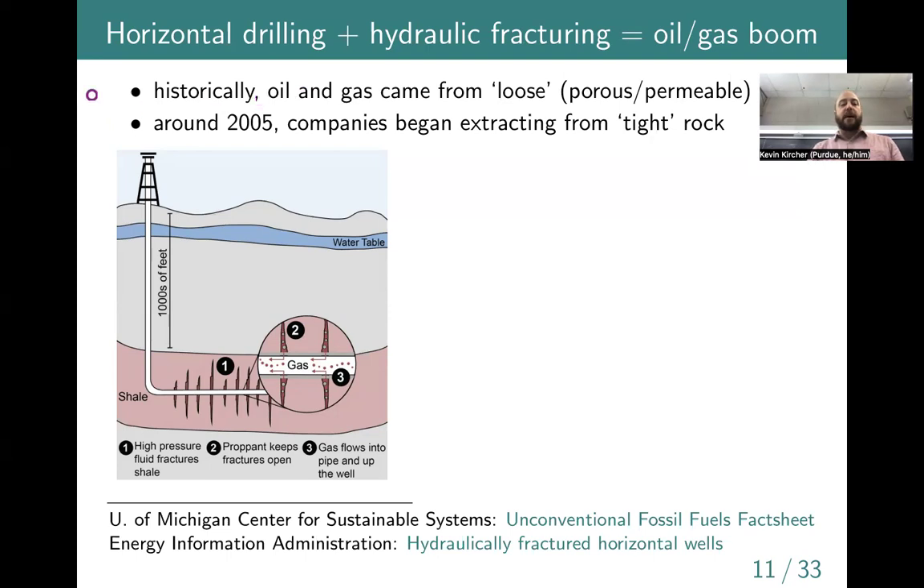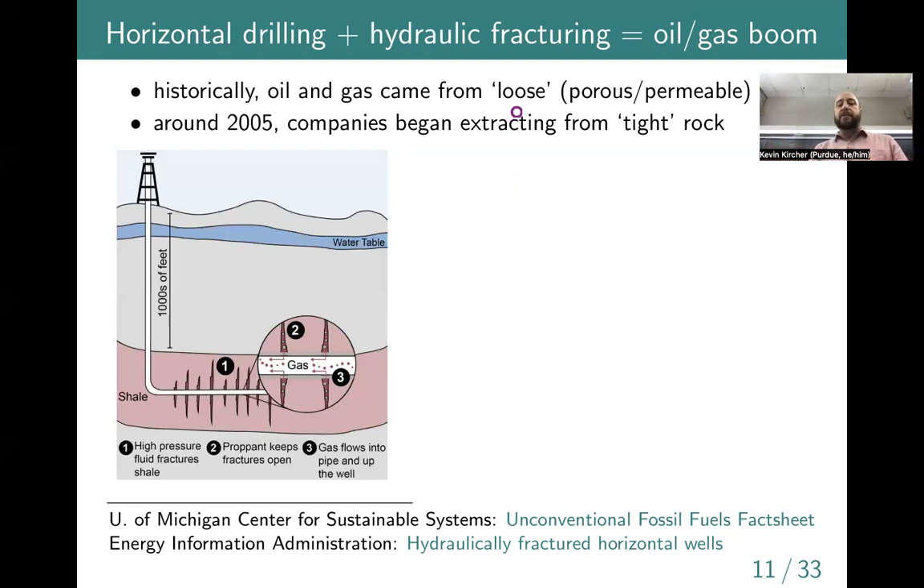Historically, oil and gas companies typically got oil and gas from what are called loose rock formations, which means they're porous, meaning there are lots of holes. If you zoom into a rock, it would have a lot of empty space. They are also permeable, which means that a fluid can move between the different holes, the different pores, pretty easily. So basically, this is where fluids and gases can move easily through the rock.